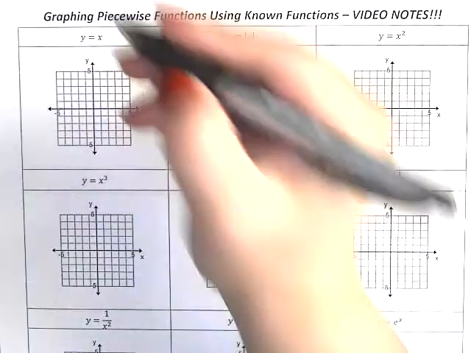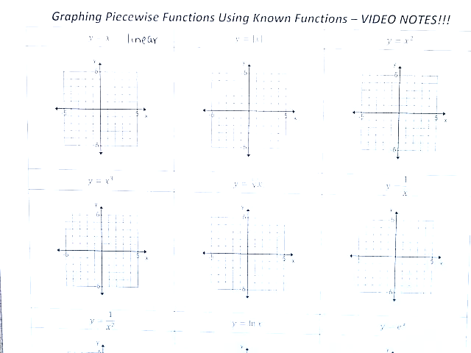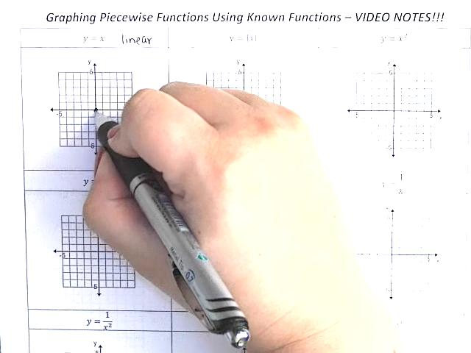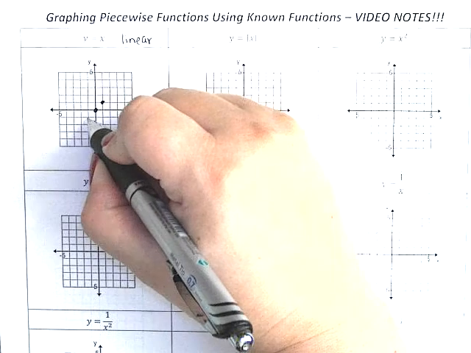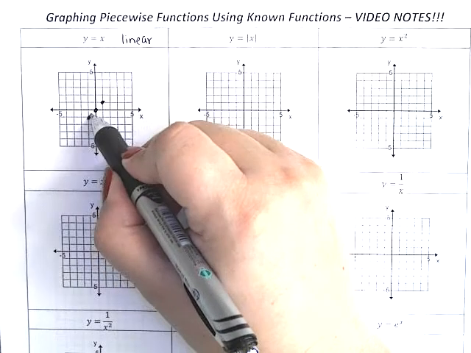So y equals x you guys should recognize as a linear function. All right, and we start at 0, 0, and we're going to go to 1, 1. And -1, -1, and we know that that is a straight line.